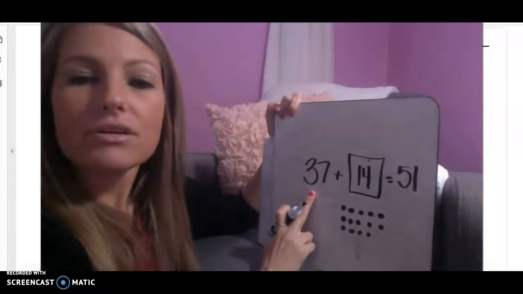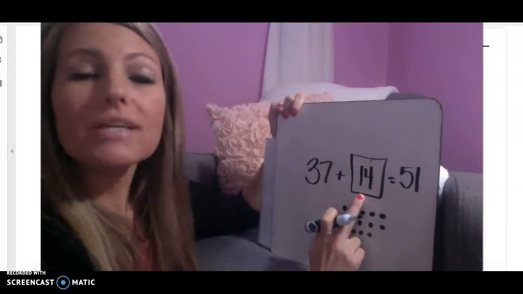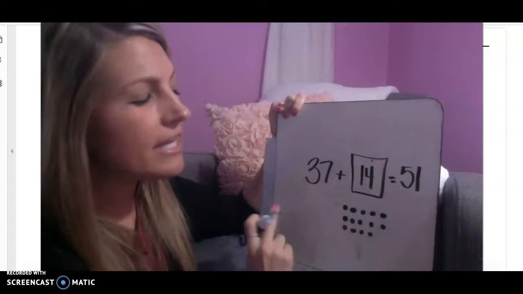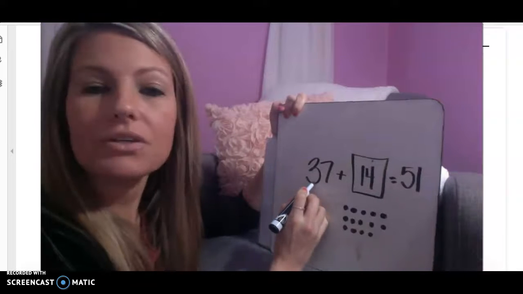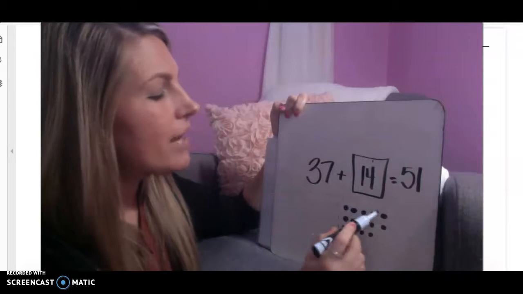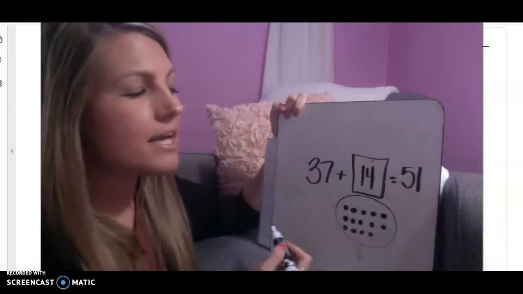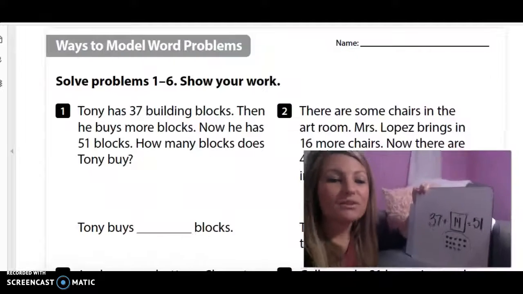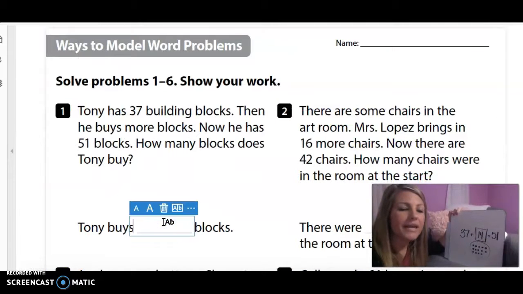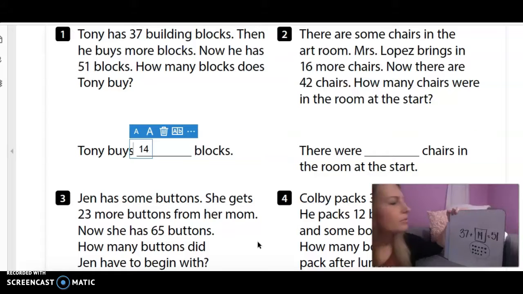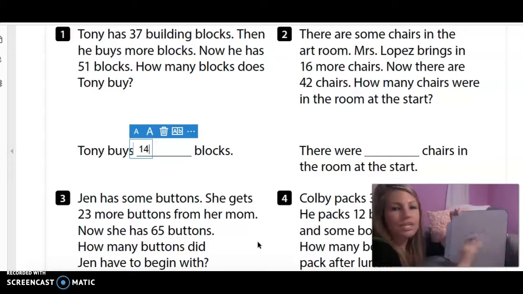He started out with 37 blocks. He bought 14 more blocks, and now he has 51 blocks. I used the count up strategy. I started with 37. I added my dots until I got all the way to 51. And when I added up how many dots I used, I got 15. So for number 1, we're going to write in, not 15, 14. We're going to write in the number 14 for number 1. He bought 14 blocks.